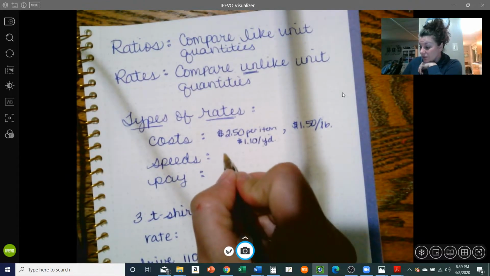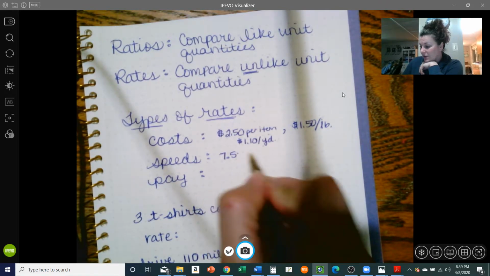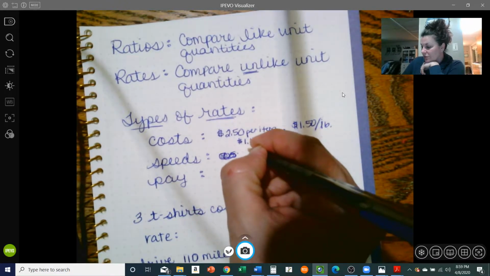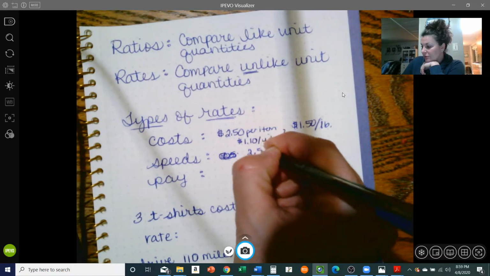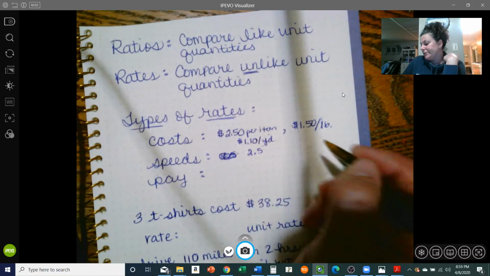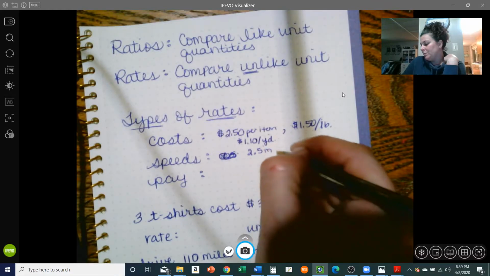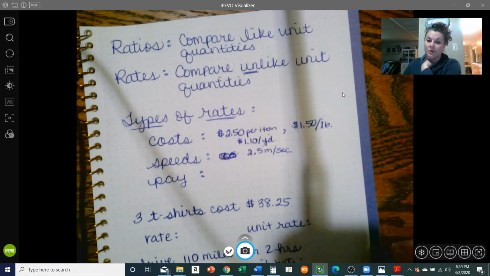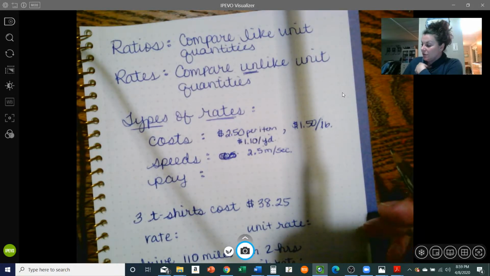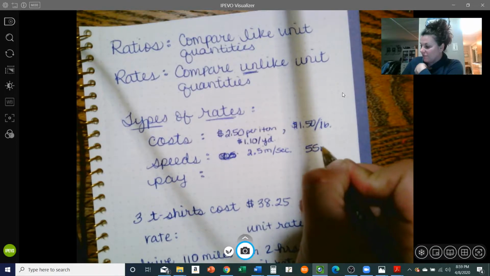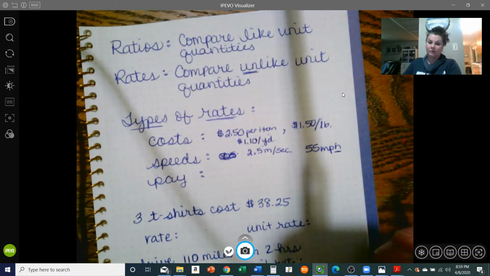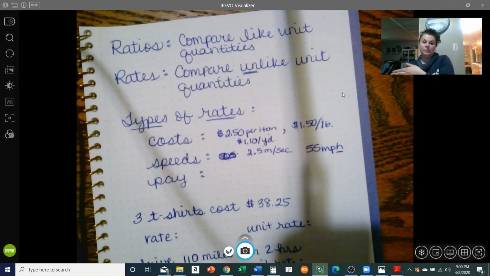Speeds, how fast a runner goes, or something. Let's say you do 2.5 meters per second. Let's say that's measuring something in science. You're doing a lab and you have 2.5 meters per second. Or if you are driving and you are going 55 miles per hour, that's a unit rate. It's saying for every 1 hour, you're going 55 miles. So you drive an hour, you've gone 55 miles. You drive another hour, you've gone another 55 miles. Like that.